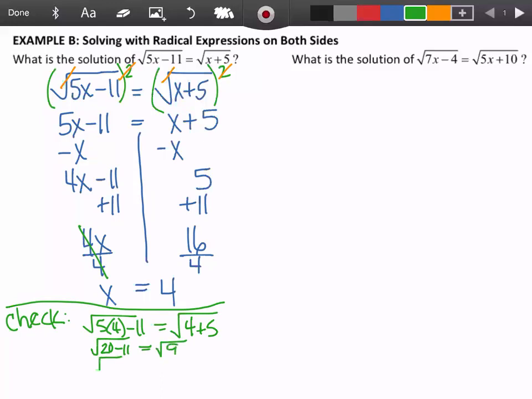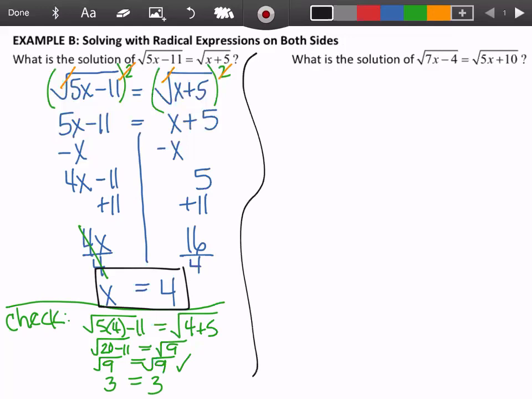We have to simplify the left side further. We take 20 minus 11, which is 9. So the square root of 9 is equal to the square root of 9. We now know that our check worked, that x equals 4 does satisfy this equation. You could simplify it further, though, and say that the square root of 9, which is 3, is equal to 3. But we do know that x equals 4 is a solution.